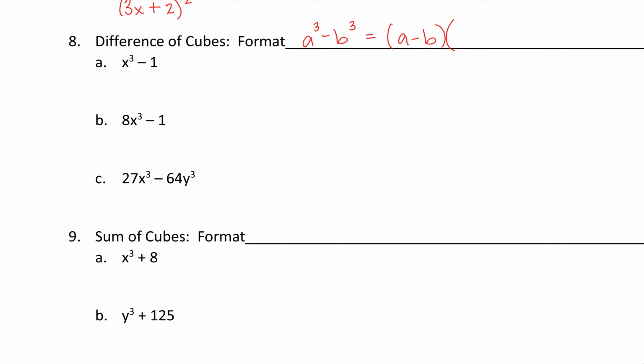For my second set of parentheses, I'm going to square the first term, multiply them together, square the last term, and then change the sign in the middle. So I'm going to take the cube root, and then I'm going to square, multiply, square, and then change my sign.